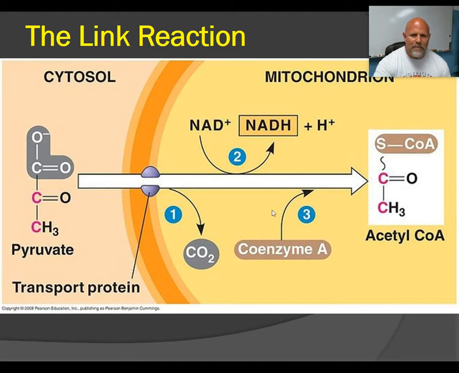And when we get into the matrix, this is where we are going to do our link reaction. What the link reaction is going to do is turn this 3-carbon molecule into a 2-carbon molecule. So we're going to lose some CO2. We're going to make a little bit of NADH. So the NAD is going to be reduced. It's going to gain electrons and hydrogen.